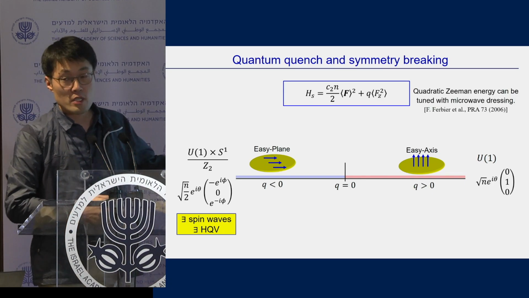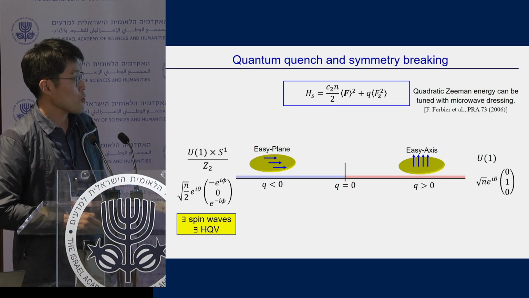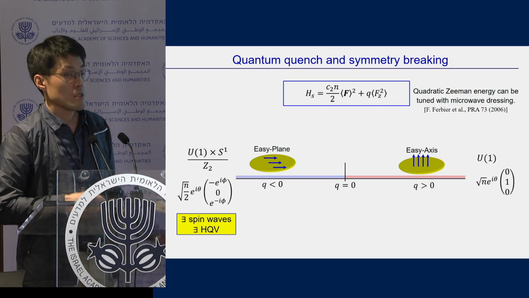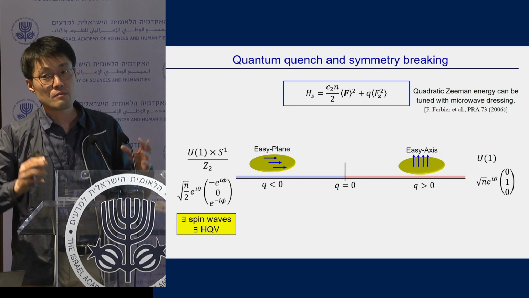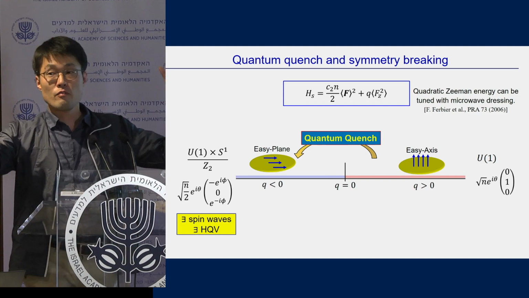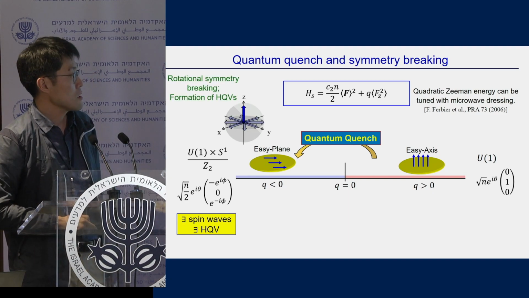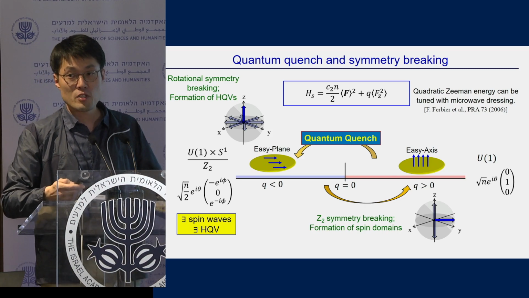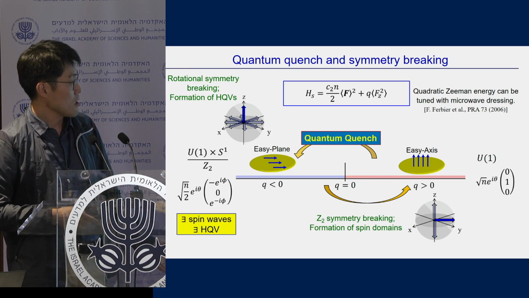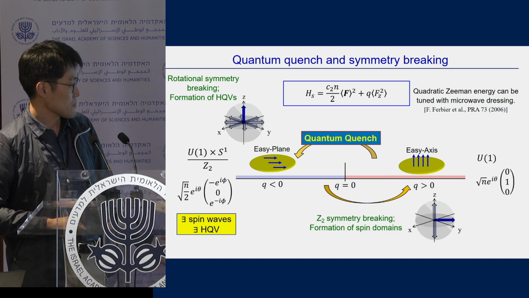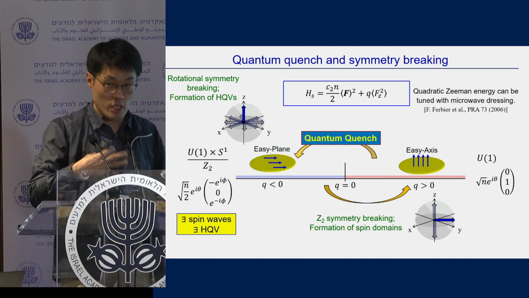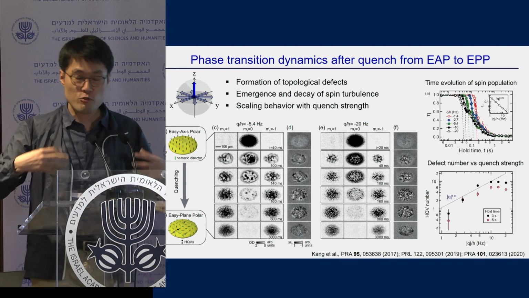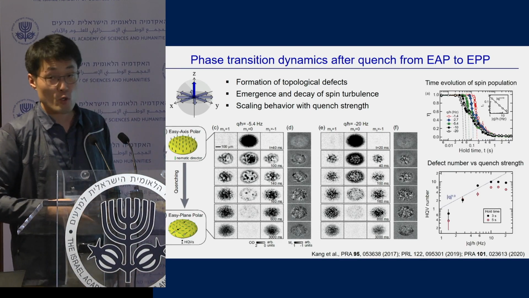And then here, we can study the quench experiment. By controlling the microwave driving, we can tune the anisotropy of this system. So prepare the easy axis phase, and then change the spin anisotropy to the easy plane side, then you can study the spontaneous symmetry breaking there. The opposite way is also possible: prepare the easy plane and then change the quadratic Zeeman energy, basically changing the spin anisotropy. Dynamic control is possible.